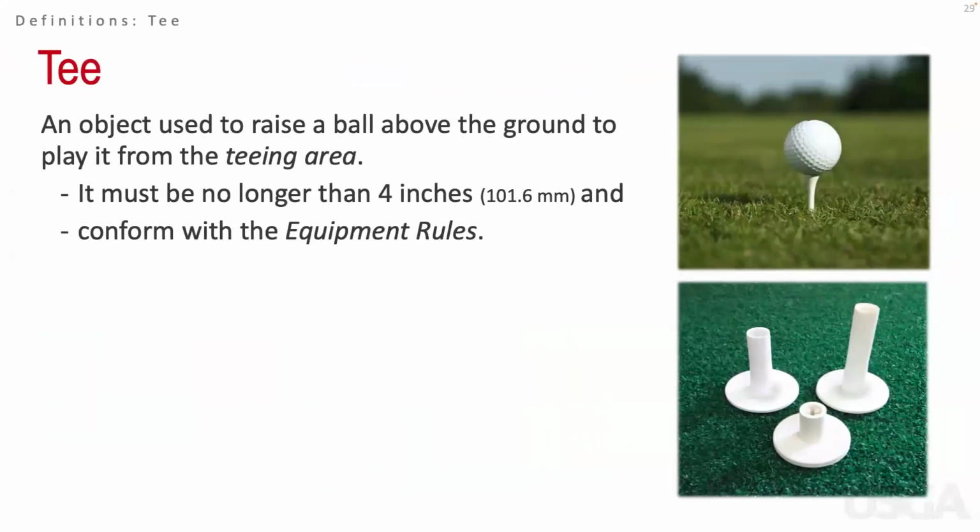So another definition, a tee. I think we all know what a tee is, but it is an object used to raise a ball above the ground to play it from the teeing area. It does have to conform to equipment rules, so it can't have any directional things or anything like that. And it must be no longer than 4 inches. So everything you see there is totally good to go.